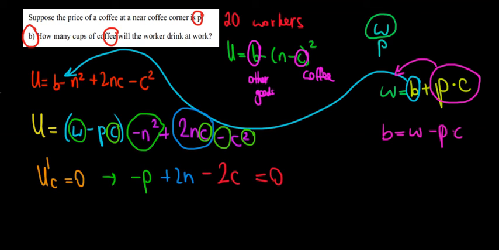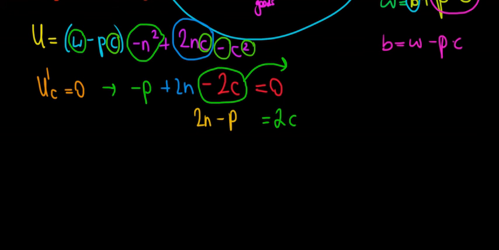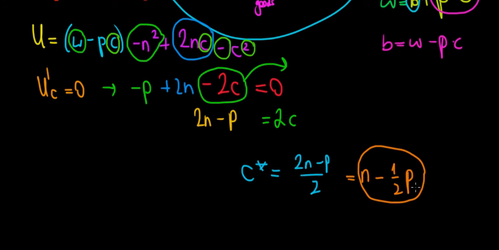Okay, now if we solve for C, that's what we want, we will have 2N minus P. We just write them in a different order to make it more comfortable, equals 2C. So this is going to be equal to 2C because we take this term to the right side. And if we divide both sides by 2, what do we get as a result? The optimal amount of coffee is going to be 2N minus P divided by 2. Let's divide every term by 2 to see what we get. 2N divided by 2 is just N minus 1/2 times P. So that's going to be the optimal amount of coffee.